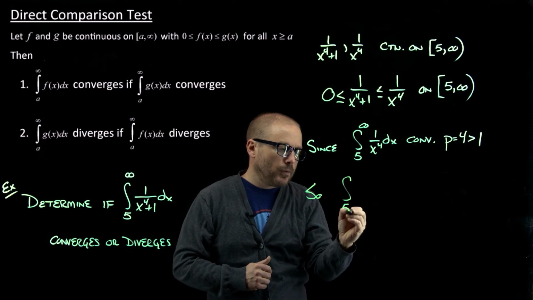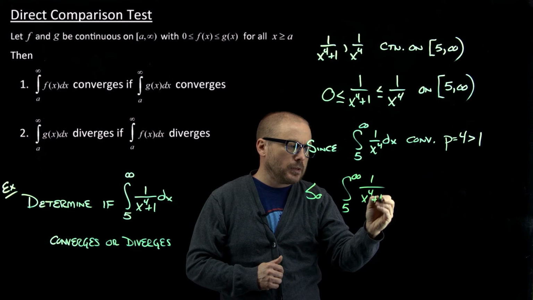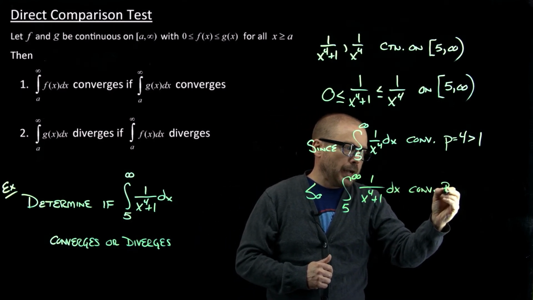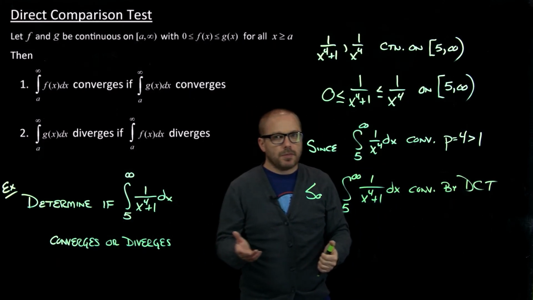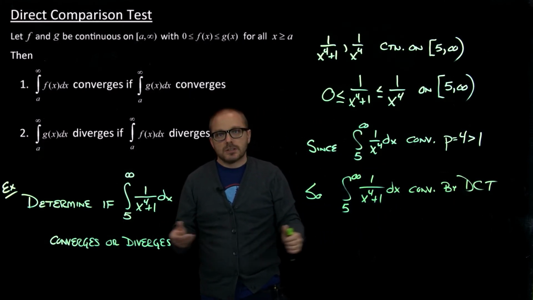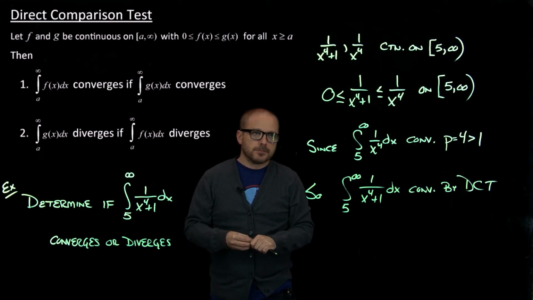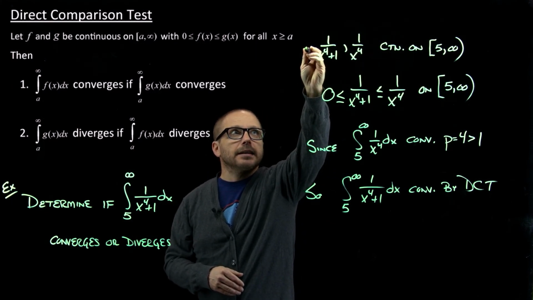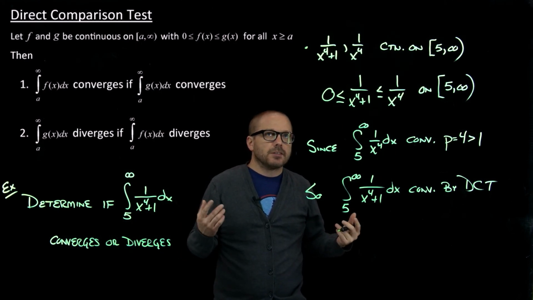So the integral from 5 to infinity of 1 over x to the 4th plus 1 dx converges by, and I want you to always say what theorem you're using, and you can just say DCT for short, by direct comparison test. So all these elements need to be in your argument. I need to see you state that these guys are continuous. You don't need to prove anything there. Just convince yourself of that.